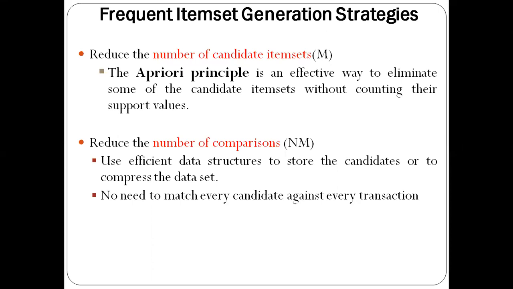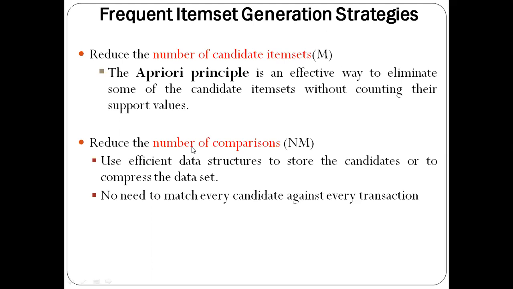Both the approaches we have for frequent item set generation are expensive and also very complex. So in order to reduce the complexity, we are following two strategies. The first strategy is reducing the number of candidate item sets, that is the M value. We can reduce this using the Apriori principle, which is one of the best methods to reduce the number of candidates.